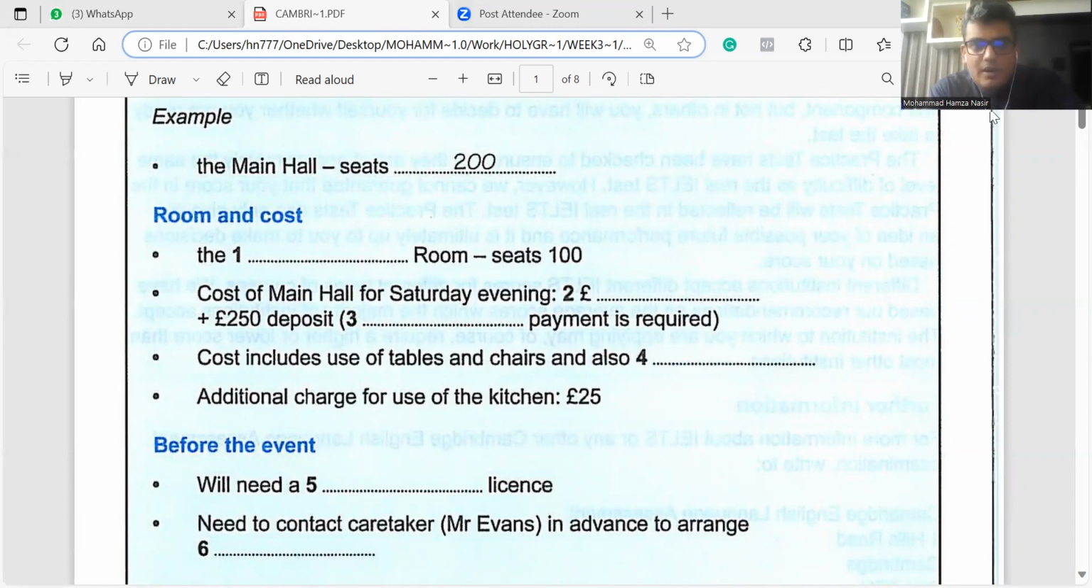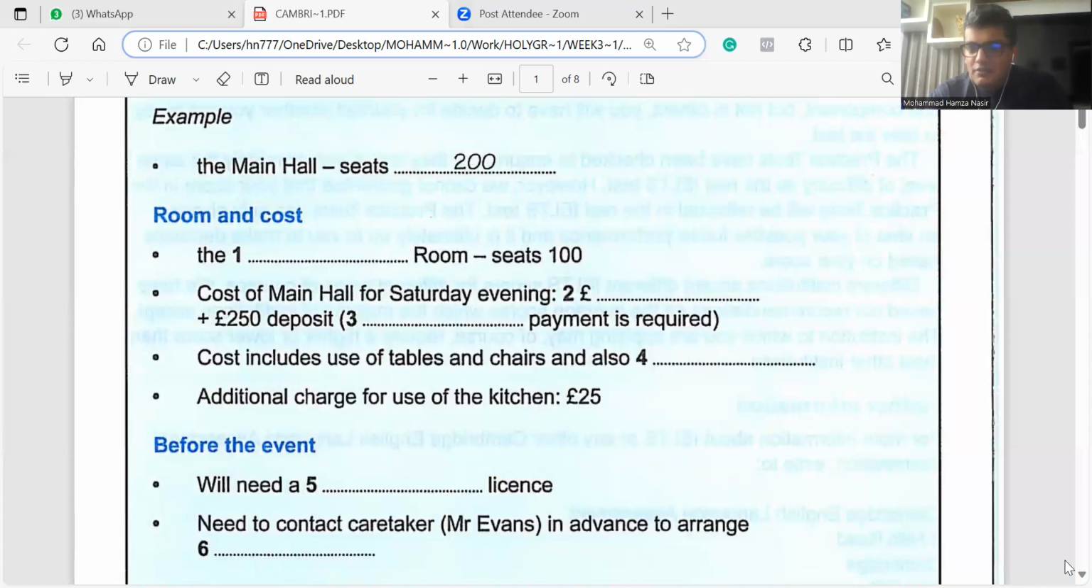Right. So room and cost, right? When you hear the mention of the words room and cost in the recording, that basically means that you are going to be getting the answers to questions 1, 2, 3, and 4, because they're all based on the subheading room and cost.